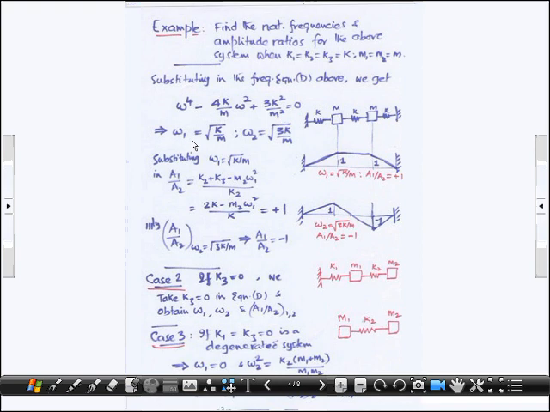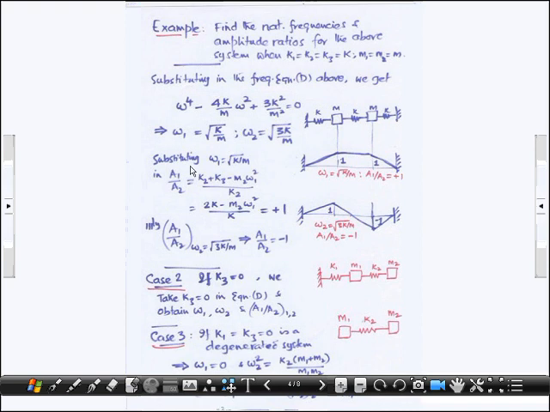Taking the positive values, you will get omega 1 equal to root K by M, and the second natural frequency is root 3K by M. This K by M is the lower of the two values, and that's called the fundamental frequency of this 2 degree of freedom system. So basically, you have found out the two natural frequencies. They are simply given in terms of the two values K and M.